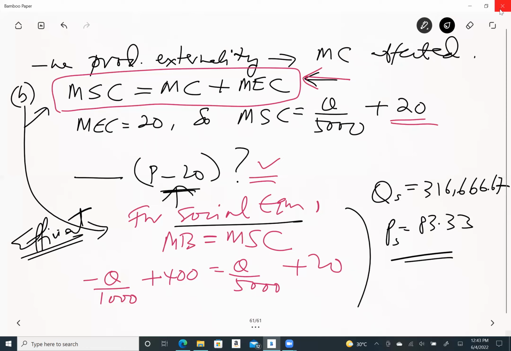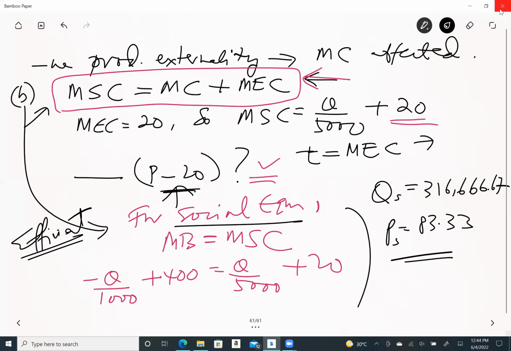Okay. All right. How can a corrective tax achieve efficiency? You set what? By setting the tax equal to MEC. So that will give you efficiency. Okay? So MEC is equal to 20.